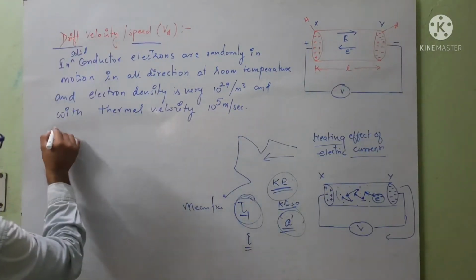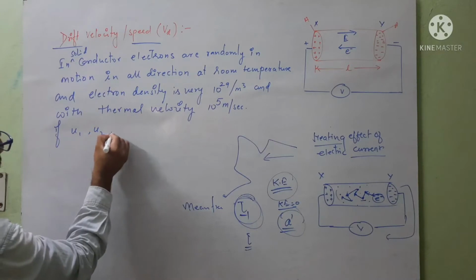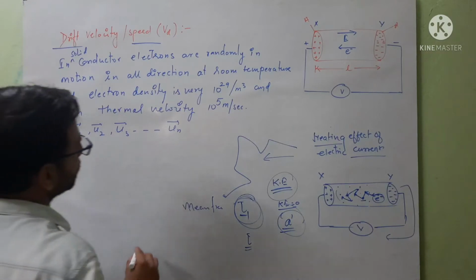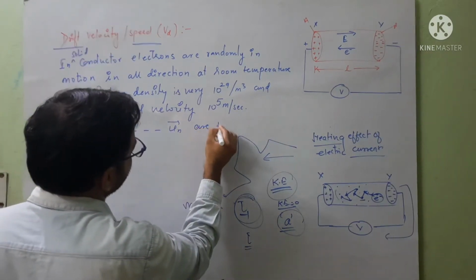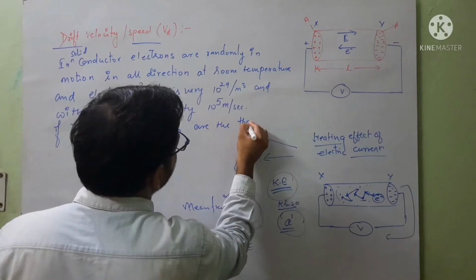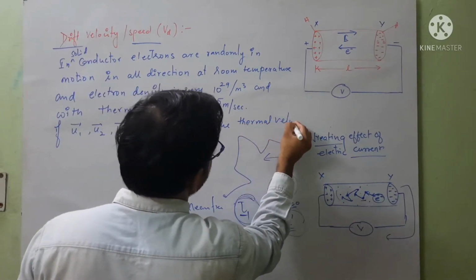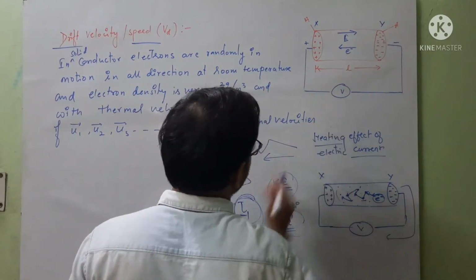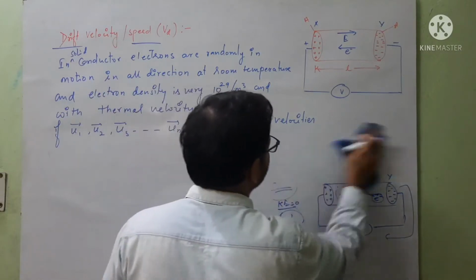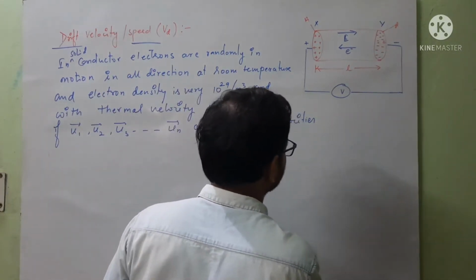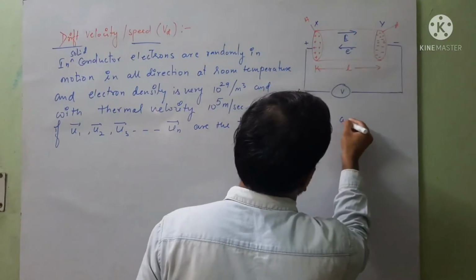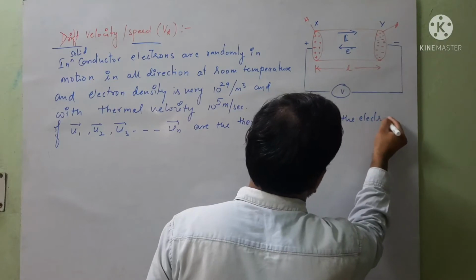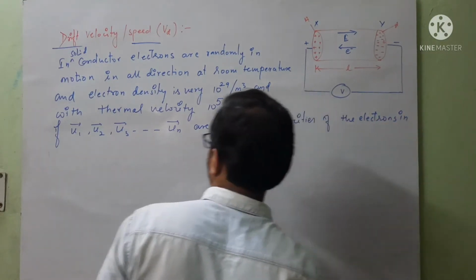Got it? If u1, u2, u3 dot dot dot un, I am writing this in vector form, u1, u2, u3, un are the thermal velocities of the electrons in the conductor.